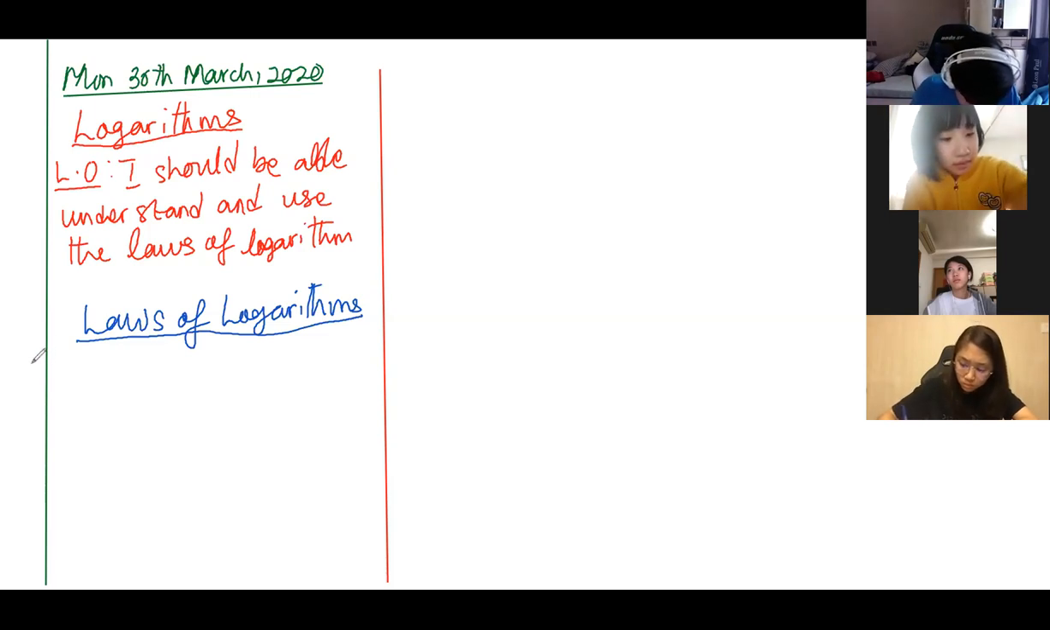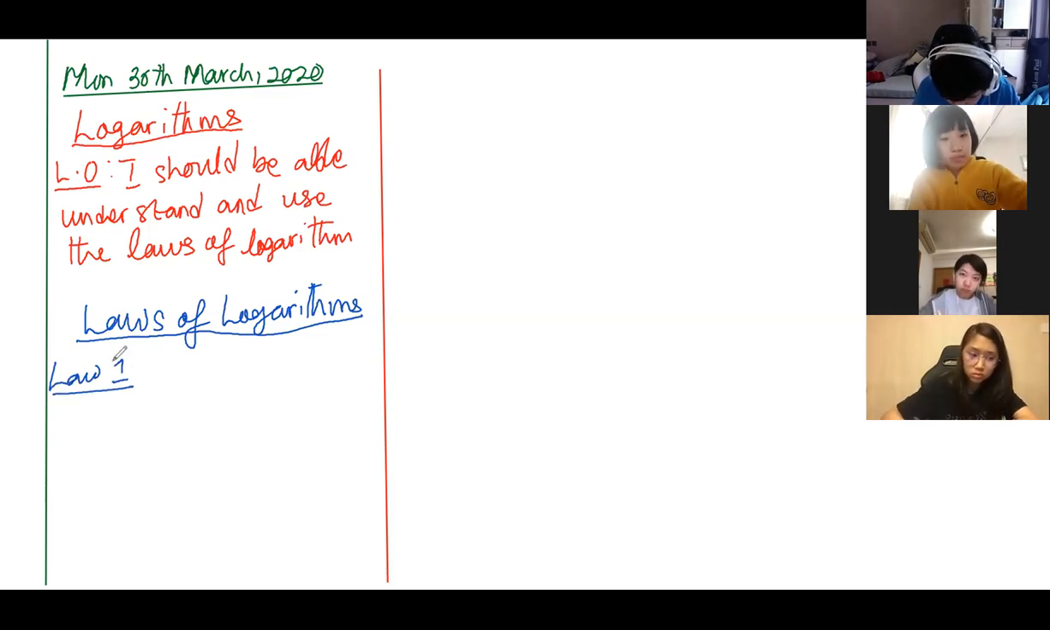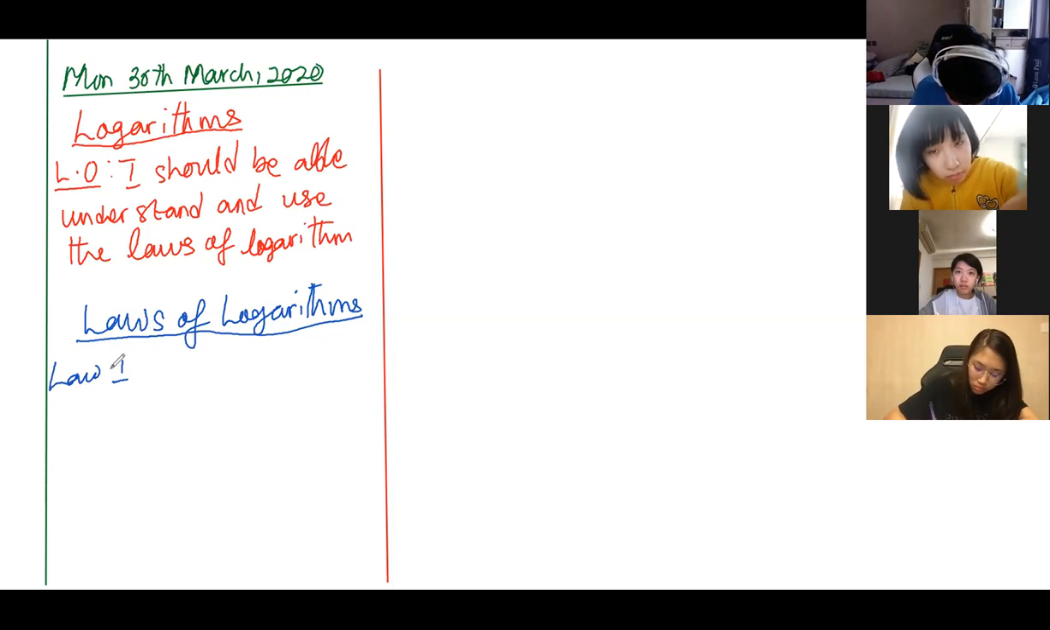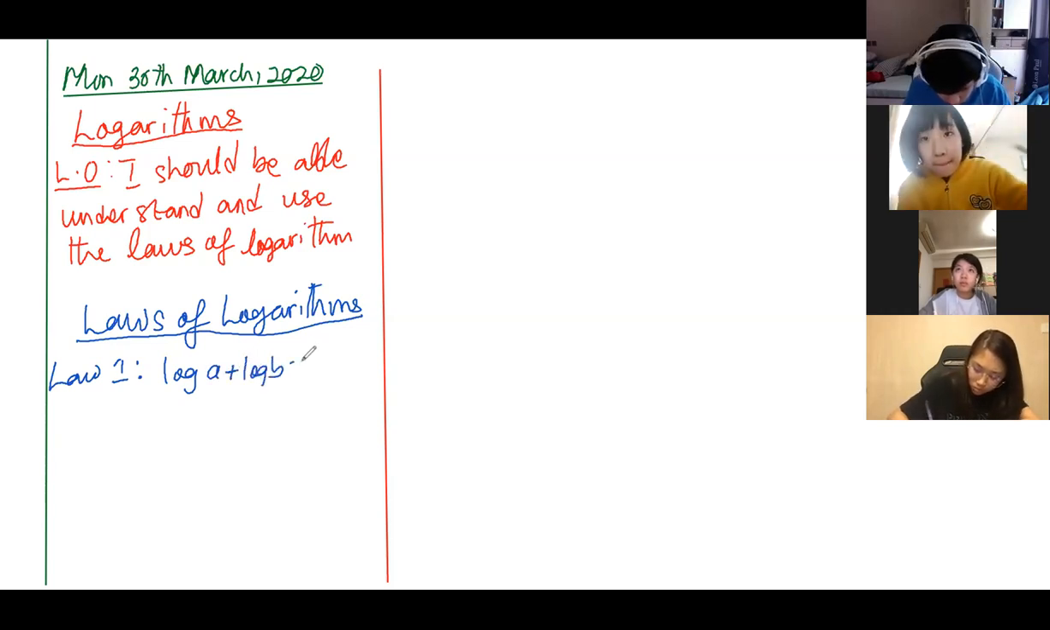So the first law we've been talking about, so I say law one. We already did that from the investigation, that if the log of m, maybe I use x and y, or a and b, it doesn't matter anyway, log a plus log b is equal to log ab from the investigation, right?